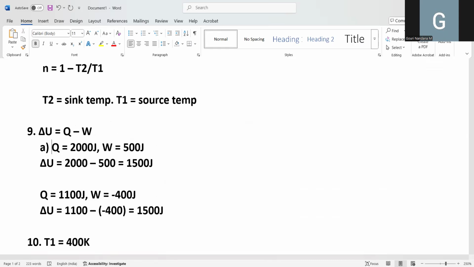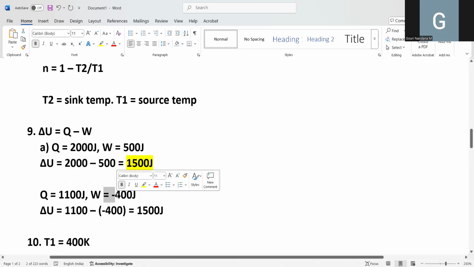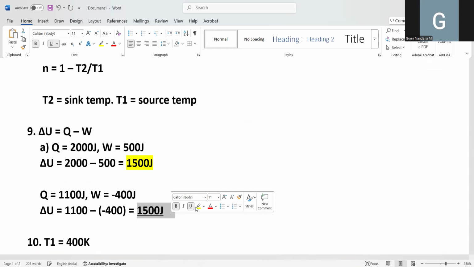So here we can just substitute directly into the equation. ΔU = Q − W. So you will get the value as 1500 joules. In the second sub question, W is −400 joules because it is given the work is done on the system, and that is the reason for the negative sign. So here also, when you substitute into the first law of thermodynamics, the value is 1500 joules. So we can say that in both cases, the change in internal energy is 1500 joules.